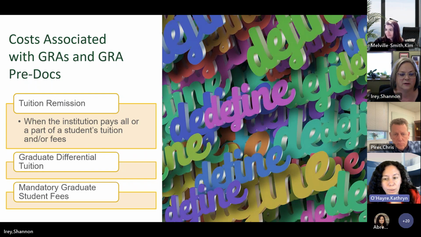We do have a question about how much are those fees right now? We'll get to that because I actually have an Excel sheet on the website. I don't have that in front of me at the moment, but it is on our website.